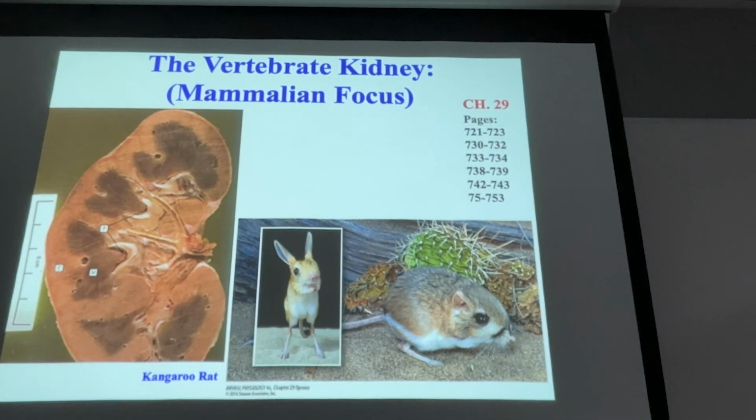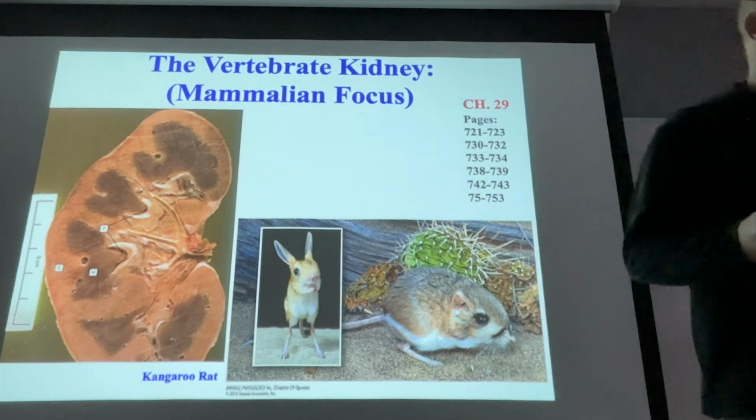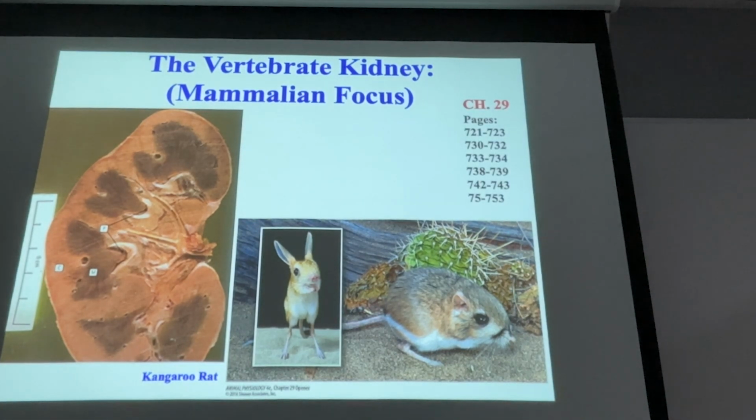We are going to start kidneys now. This guy's got famous kidneys. So this mammal can concentrate urine more than any other mammal per body size, about 14 times that of blood osmolarity. And they are desert dwelling. But here is a kidney.